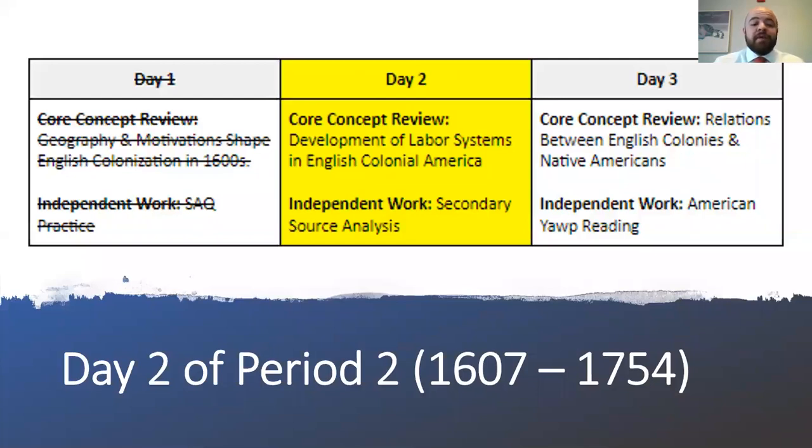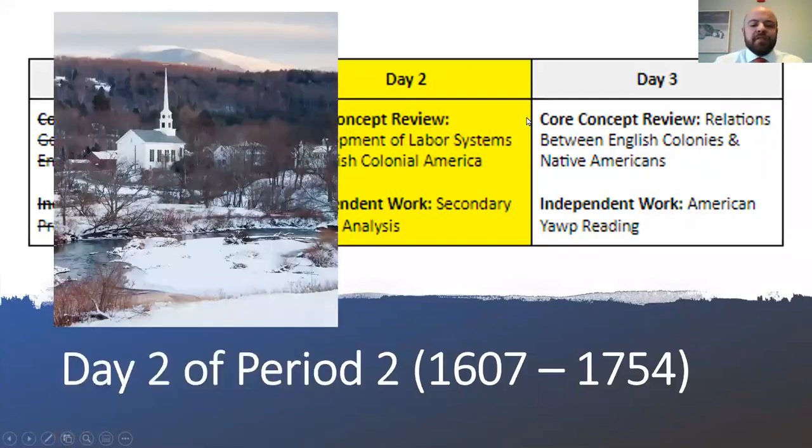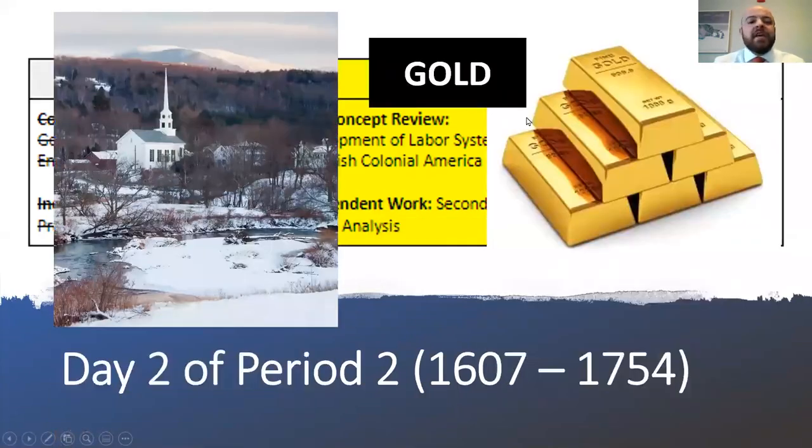Yesterday, we talked about the factors that caused the development of unique colonial identities in different regions of the English colonies. Factors such as geography and motivation for settlement shaped the economic and social institutions of these colonies. So even though they were all settled by English migrants, they were quite different from each other.